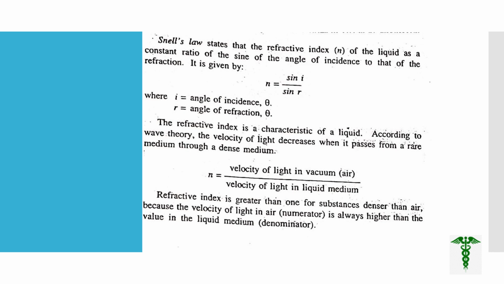The velocity of light decreases when it passes from a rarer medium into a denser medium. Again we write it with the help of an equation: eta is equal to the velocity of light in vacuum divided by the velocity of light in the liquid medium. Normally, the refractive index is greater than 1 for substances denser than air, because the numerator will always be higher. So the refractive index value will come above 1.